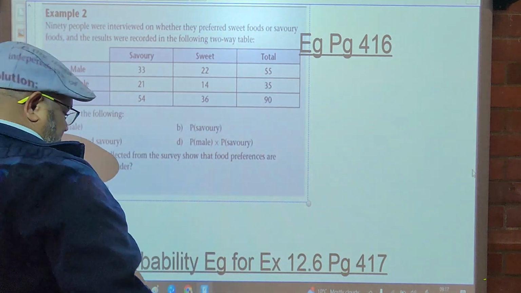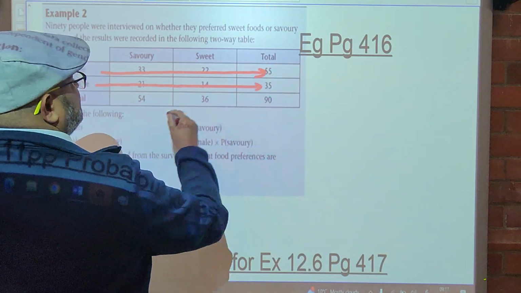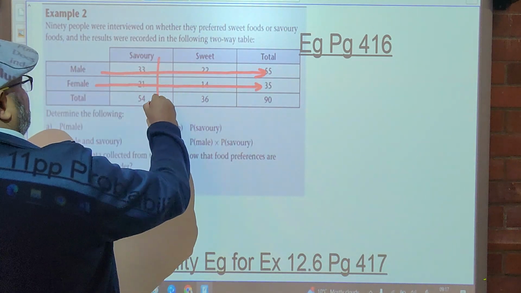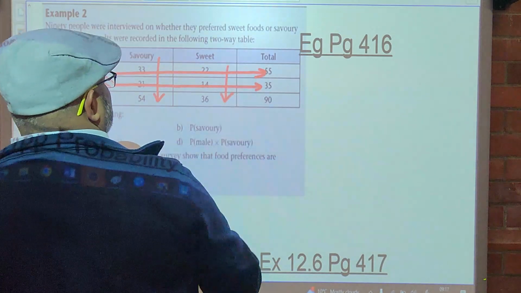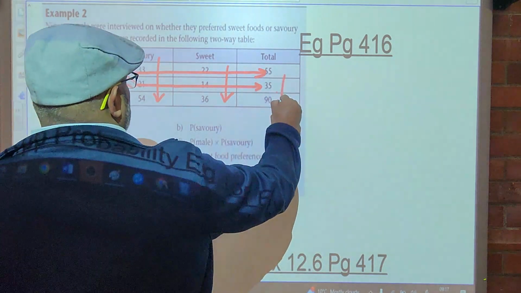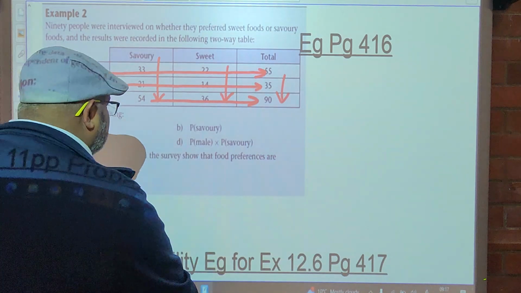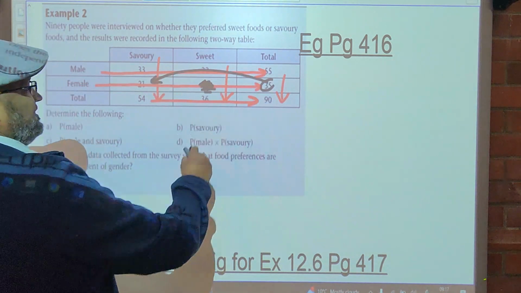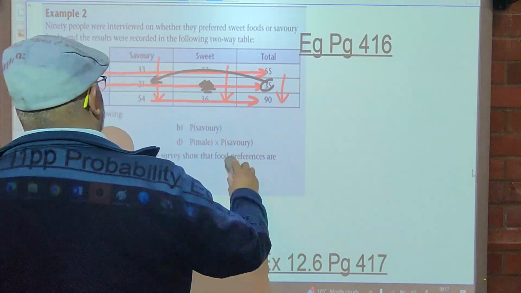So we got male, 55 males were surveyed and 35 females were surveyed. Okay, those who like savory is 33 plus 21, which is 54. Those who like sweet is 22 plus 14, which is 36. And the total, of course, is 90, and the total that way is also 90. That's why if they leave out this value here, I can then say 35 minus 14 will give you that value. You guys understand? That's how the two-way table works.